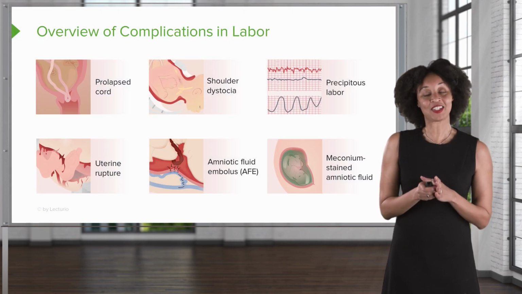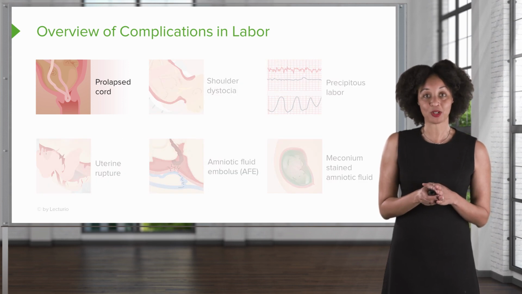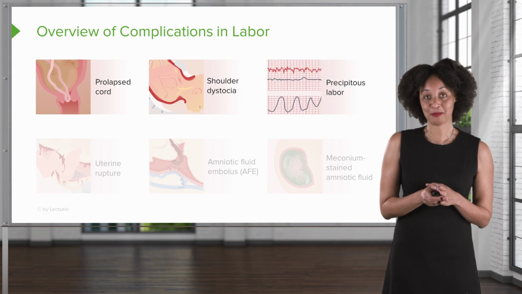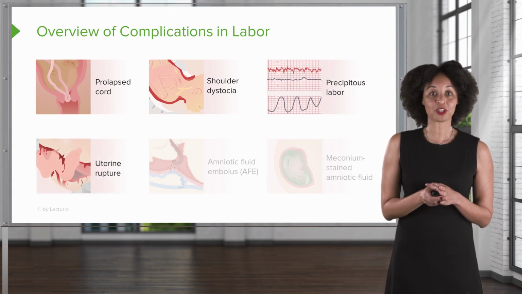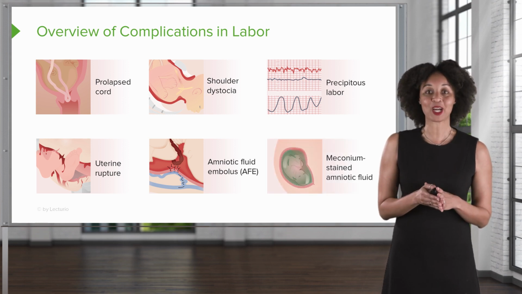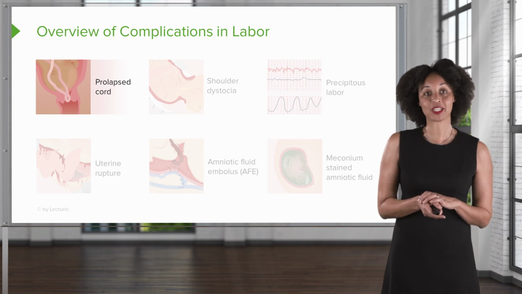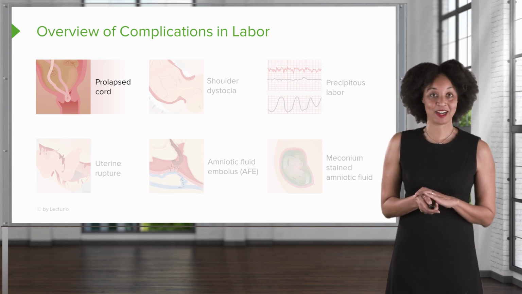So, there are 6 major complications we're going to talk about. The first one, prolapsed cord. Then we'll talk about shoulder dystocia, precipitous labor, uterine rupture, amniotic fluid embolus, that's a long word, and meconium-stained amniotic fluid. The first complication we'll discuss is prolapsed cord.